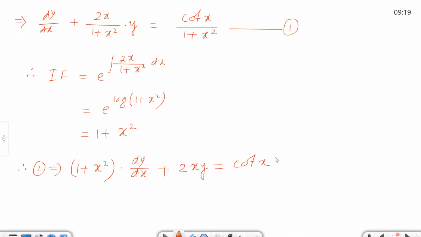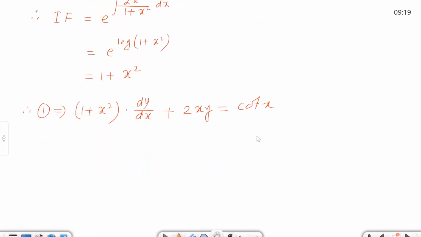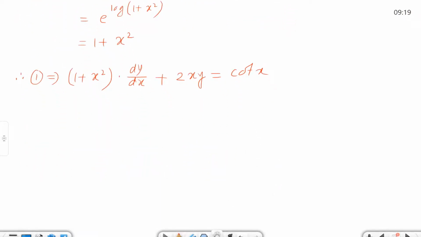And after this line there is a next line, which you have memorized. Just write, this implies d/dx of the linear variable, actually y, so it is y into IF, which is 1 plus x square. This is the left hand side and the right hand side is simply cot x.